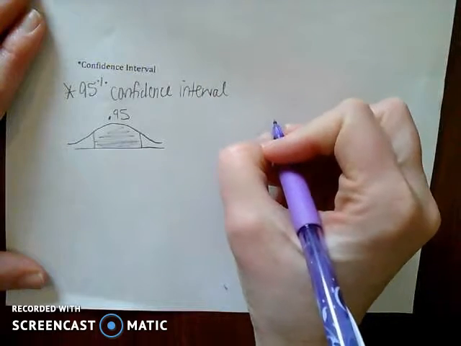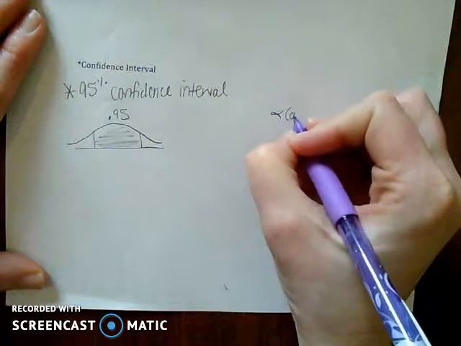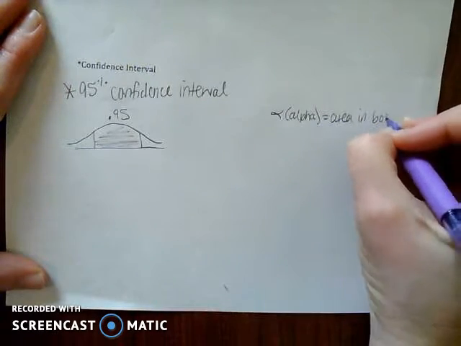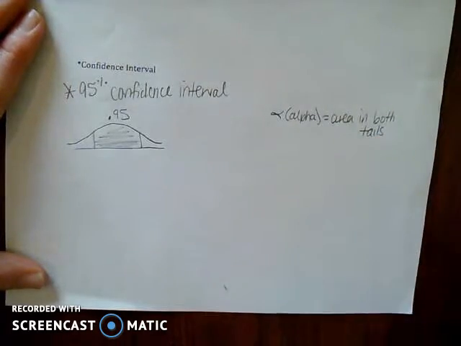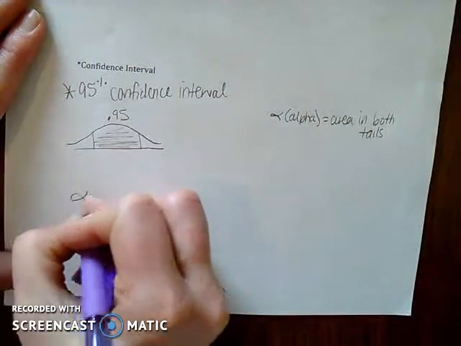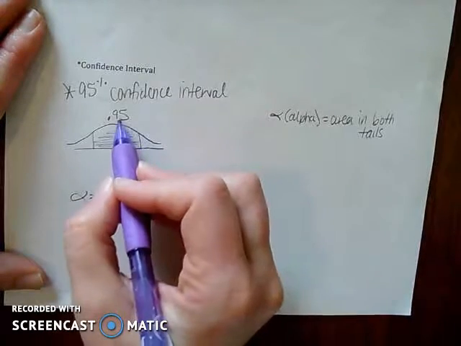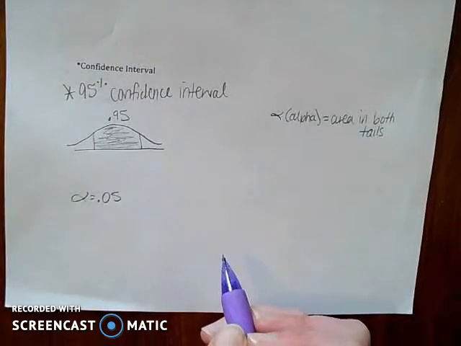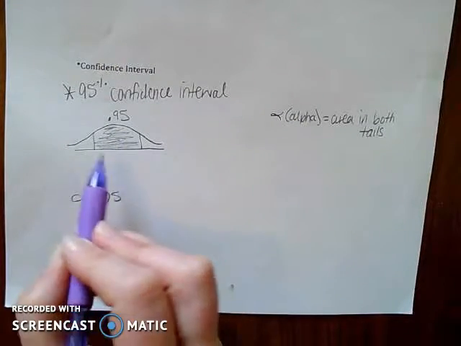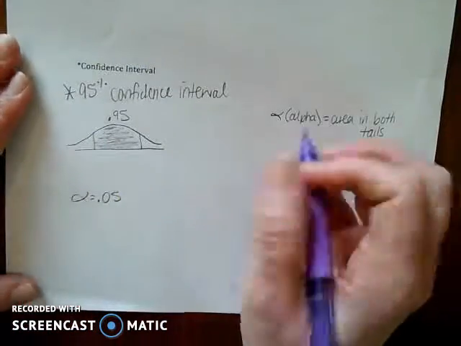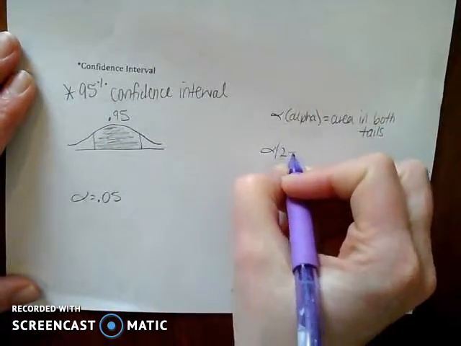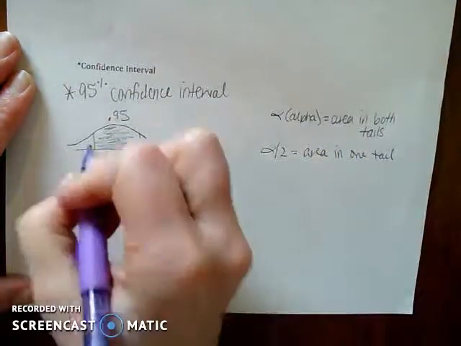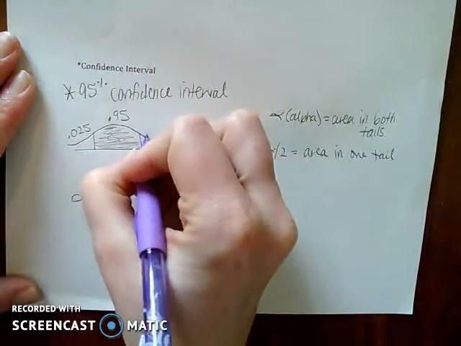Some things that you're going to need to know. This is called alpha. This is the area in both tails. In this case, alpha would be 0.05. Since it's 95% confident, that means 95% in the middle, or 0.95 area. That means what's left over in the tails is 0.05. Alpha over 2 would be the area in one tail. So that's going to be 0.025.